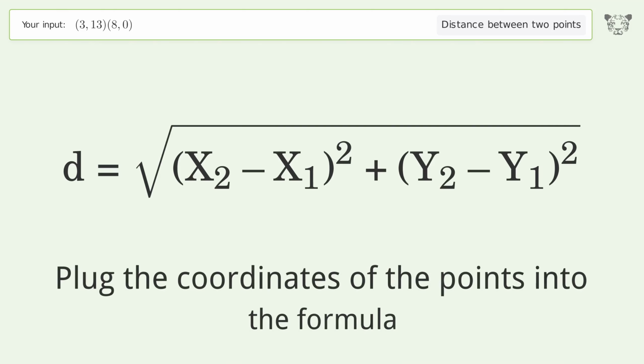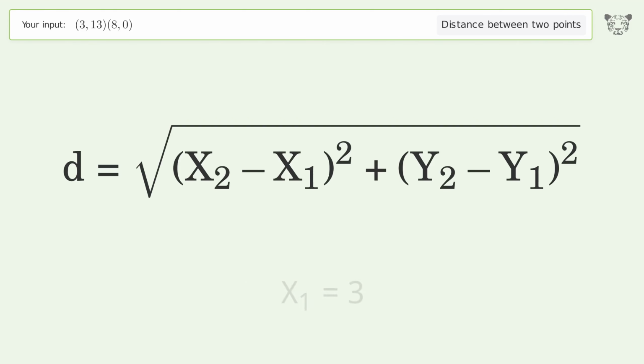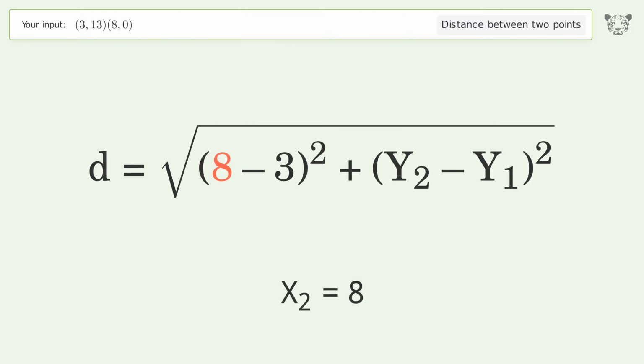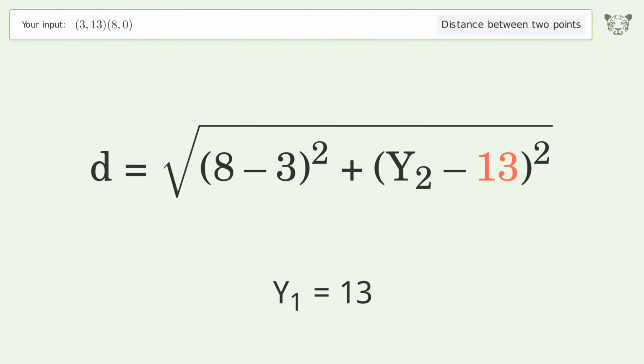Plug the coordinates of the points into the formula. x1 equals 3. x2 equals 8. y1 equals 13. y2 equals 0.